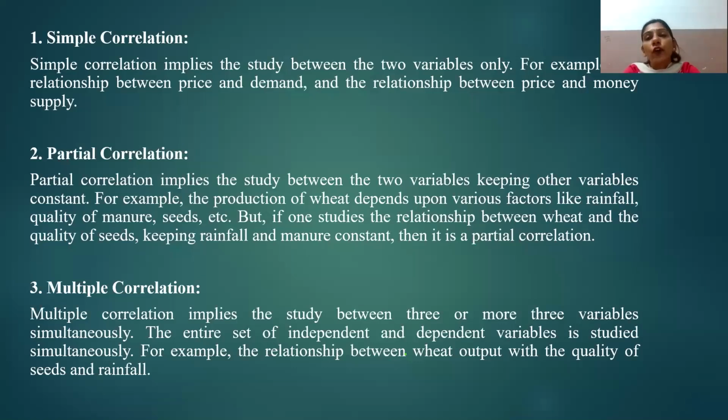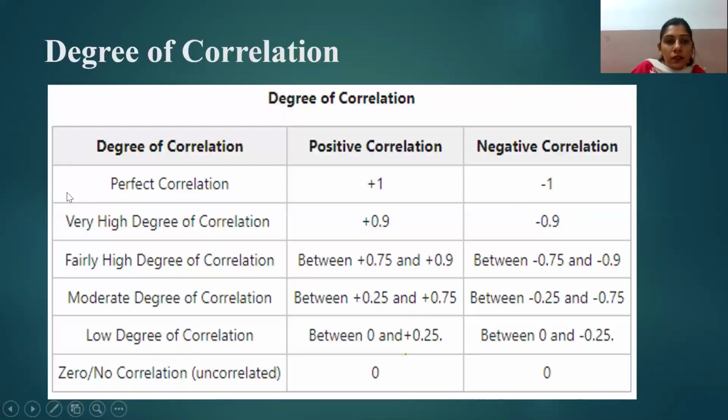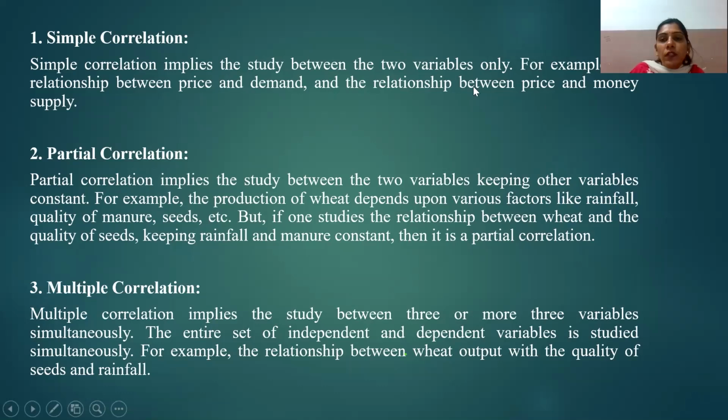If we talk about partial correlation, we can also take one more example: the relationship between price and demand, as you can see in this slide. When we study the relationship between only two variables like price and demand, it is also said to be simple correlation. If we check the relationship between price and supply, it is also simple correlation. Now, what is partial correlation?